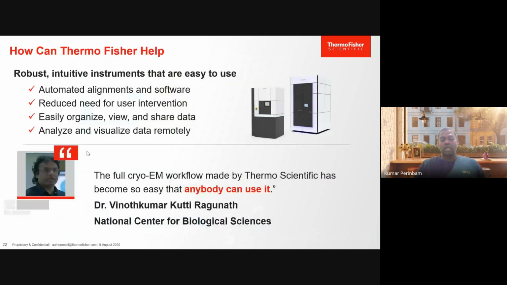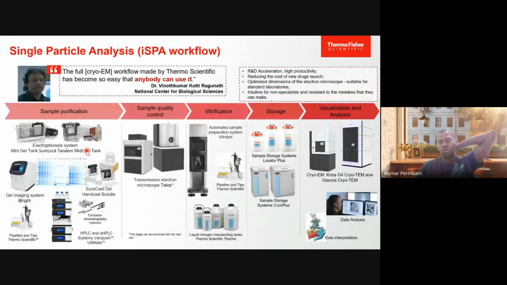So, is it available in India? Yes. Dr. Vinod from NCBS was one of the pioneers in developing this, who worked with Richard Henderson's lab. He's working currently at NCBS, and he was the first one to install cryo stool in India. So he has been quite often using this tool.